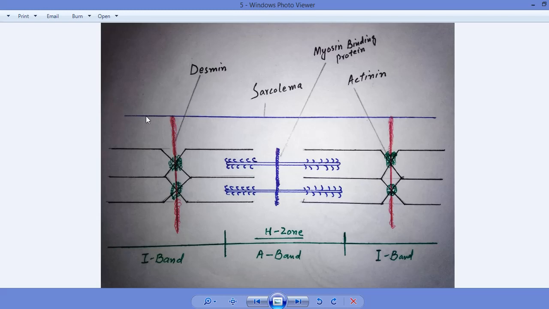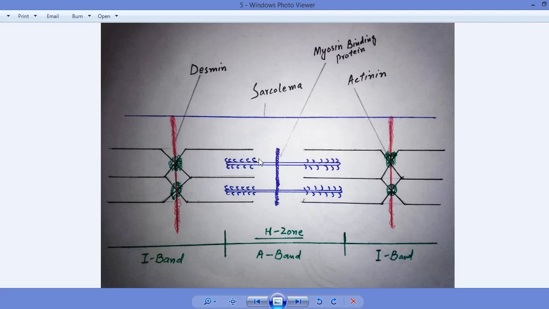So desmin is responsible for the attachment of the base of the actin with the sarcolemma, and actinin is responsible for the attachment of the base of actin.